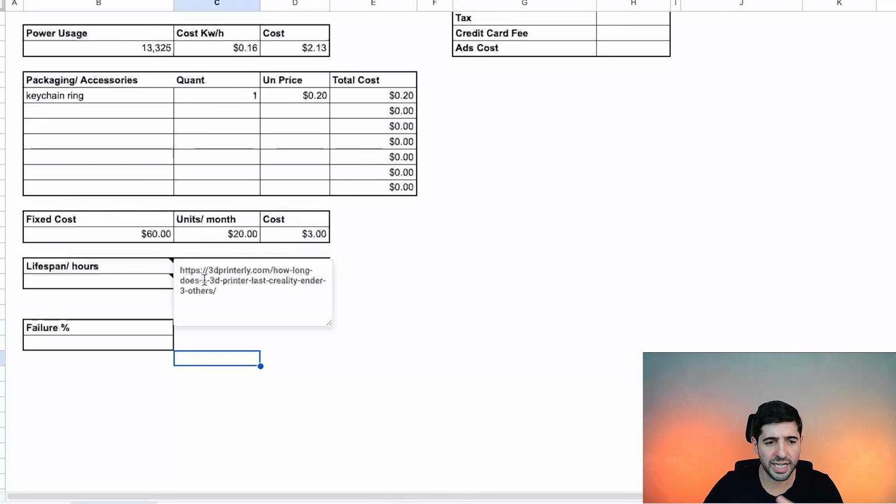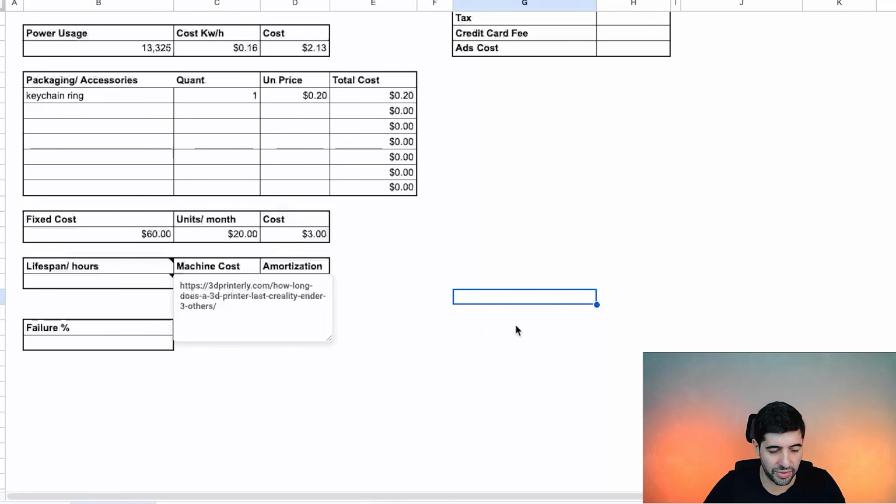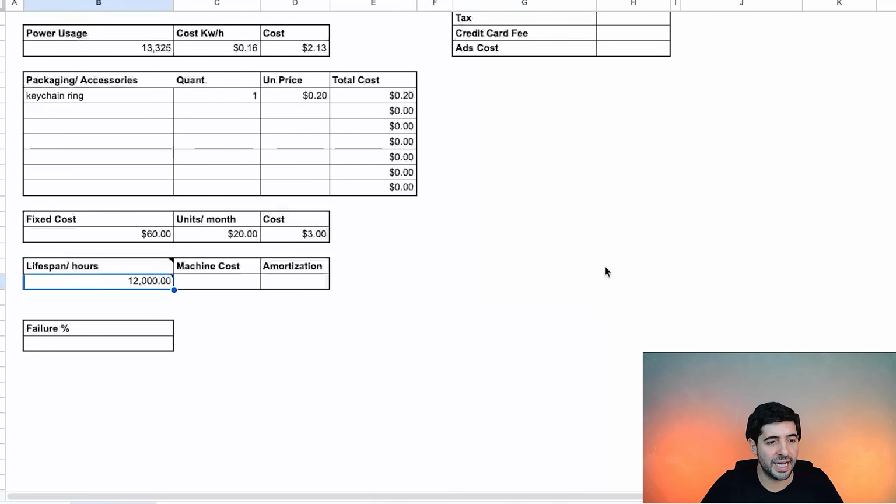So I did some research online. That was not an easy number to find, but I do have an article that's tagged inside the spreadsheet. Once you open the spreadsheet, you can click and open it yourself and read it. So how much does a single printer last? All right, and the number that I got was 12,000 hours. So it's a lot of hours operating, right?